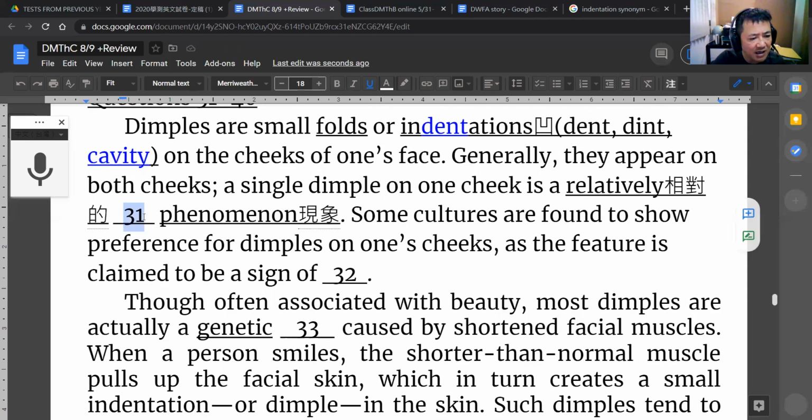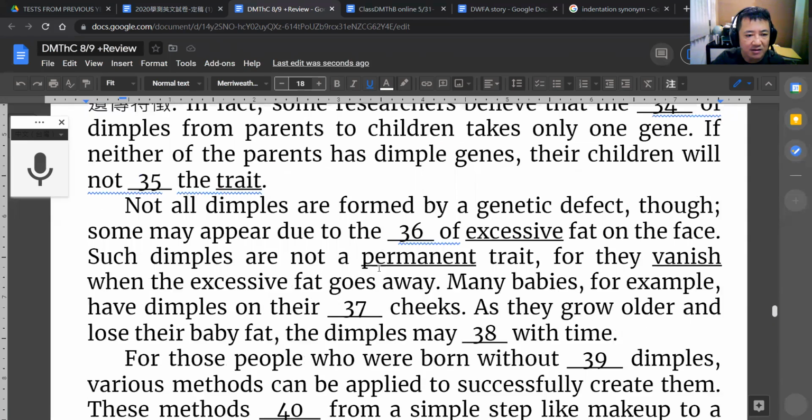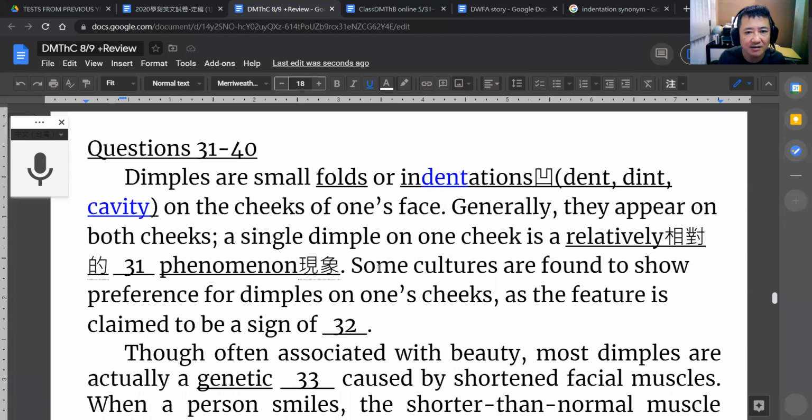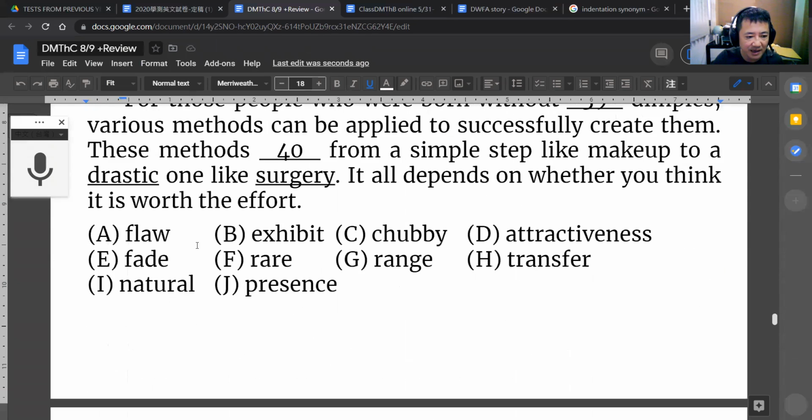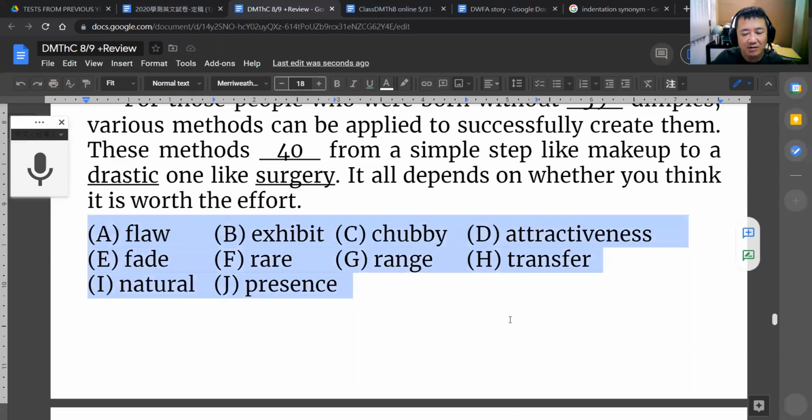So we need something like, I don't want to say the answer. Let me see. It is a 相对的 like it doesn't happen a lot. Something that doesn't happen a lot. 罕见的, right? That's just Chinese. Okay. So which word means that? These are the choices that we have.